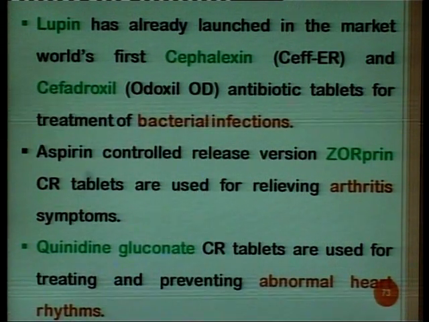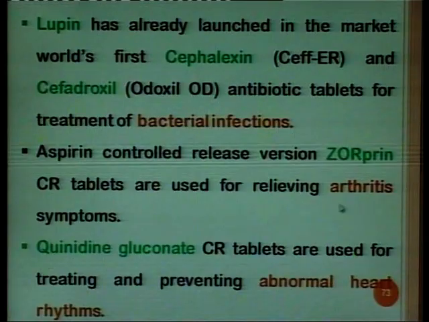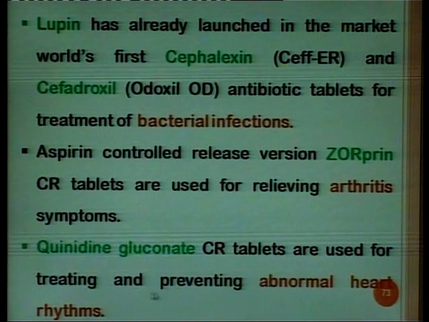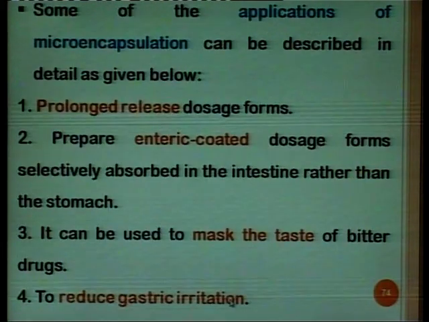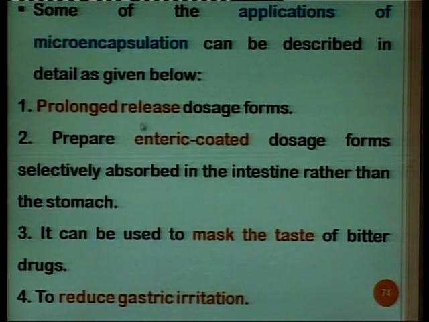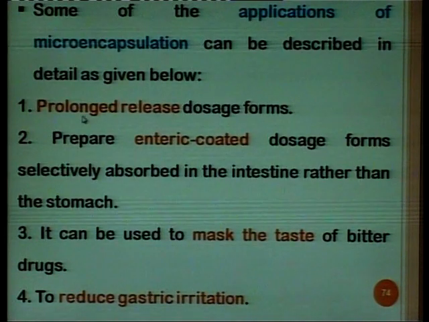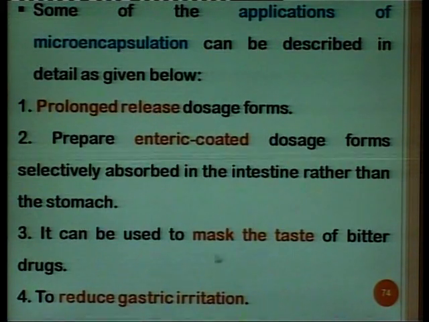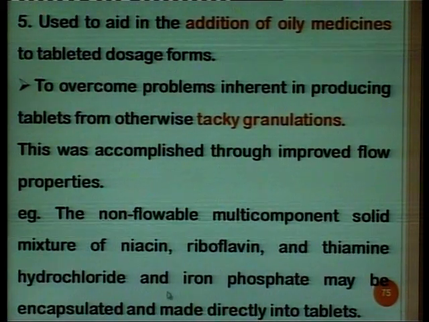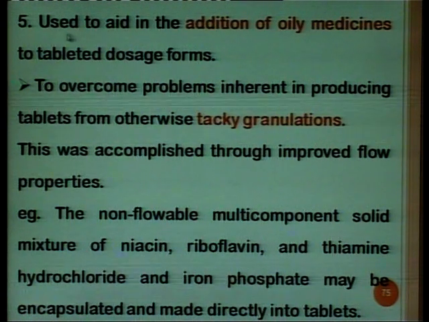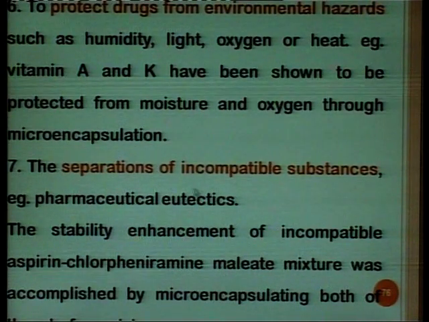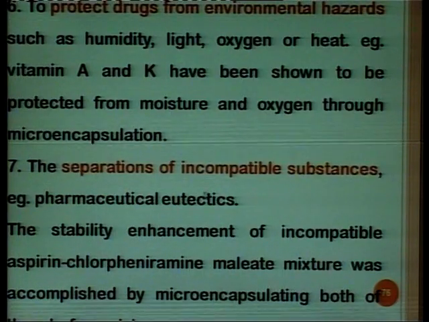Then Zorprin controlled release tablets are used for relieving arthritis. Quinidine gluconate controlled release tablets are used for treating and preventing abnormal heart rhythms. So these are also a few applications. By this technique you can prepare prolonged release dosage forms, enteric coated dosage forms, mask the taste of bitter drugs, and reduce gastric irritation. You can use it to aid in the addition of oily medicines. To protect the drugs from environmental hazards, the separation of incompatible substances is done by this technique.